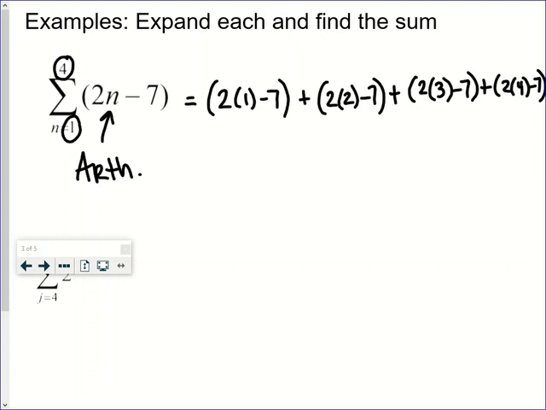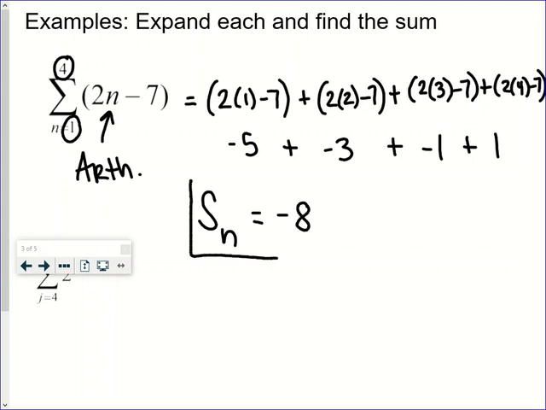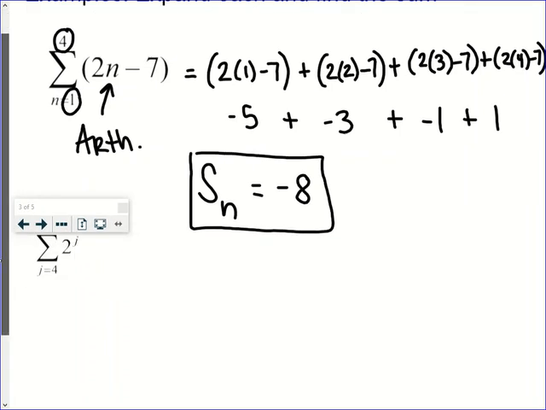So 2 times 1 minus 7 is negative 5, plus 2 times 2 minus 7 is negative 3, plus 2 times 3 minus 7 is negative 1, and then 2 times 4 minus 7 is 1. So now in order to find the sum, so our answer is going to be S sub n, that's the sum, is going to equal negative 8. So if we add all those numbers up, our sum should be negative 8. So that's our first example. Okay, so let's try another one.